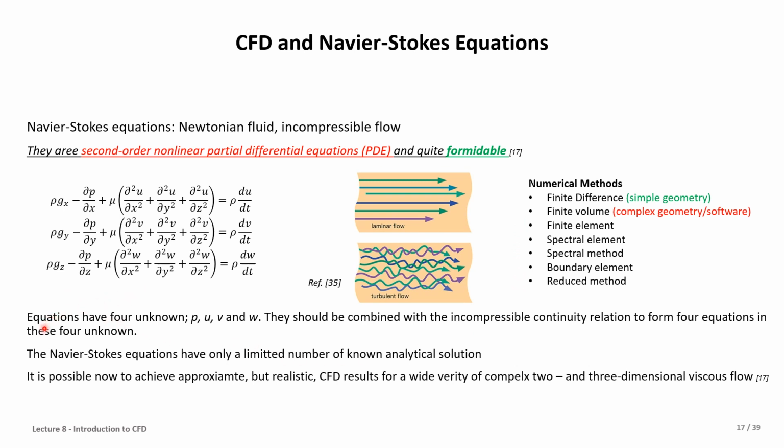This equation has four unknowns: pressure and three components of the velocity u, v, and w. They should be combined with the incompressible continuity relation to form four equations in these four unknowns. The Navier-Stokes equation has only a limited number of analytical solutions, so we need to do numerical solution. It is possible now to achieve approximate but realistic CFD results for a wide variety of complex 2- and 3-dimensional viscous flows with the help of CFD. So CFD makes it possible to solve this type of equation that doesn't have an analytical solution.